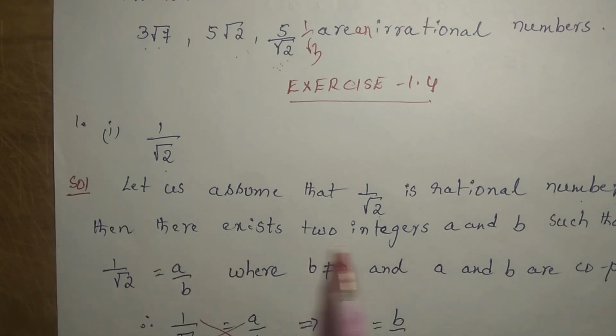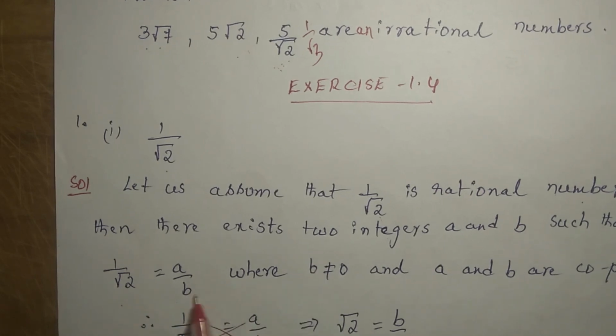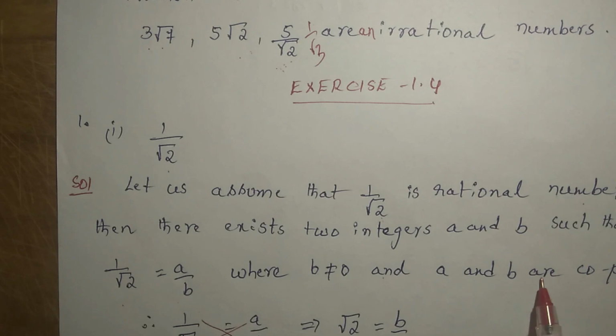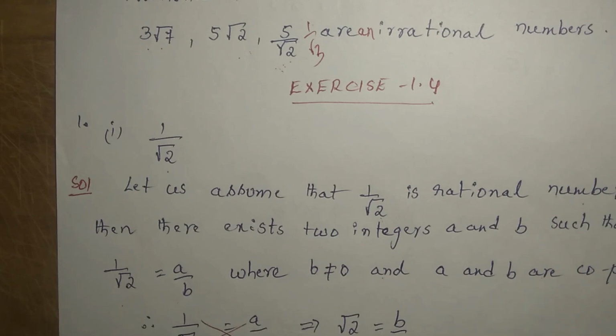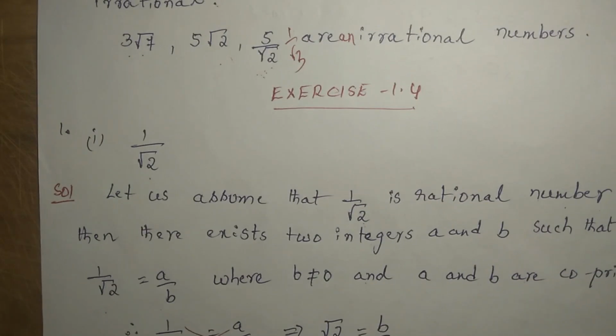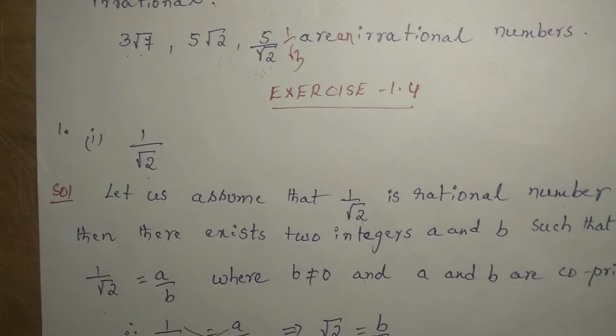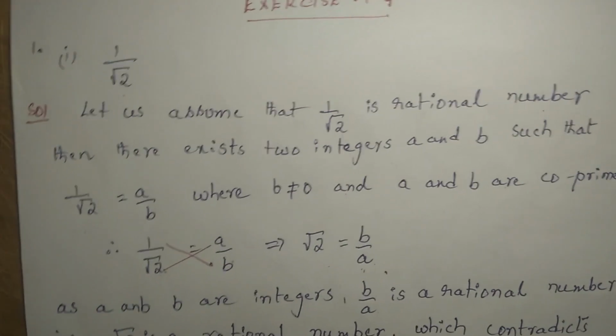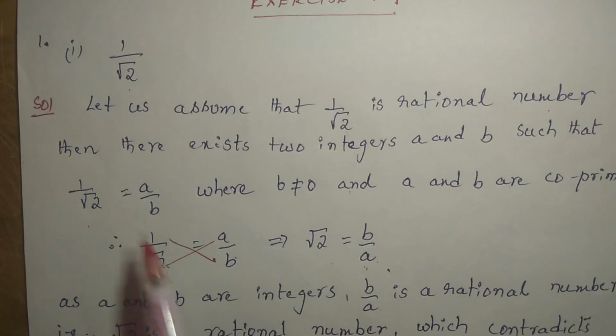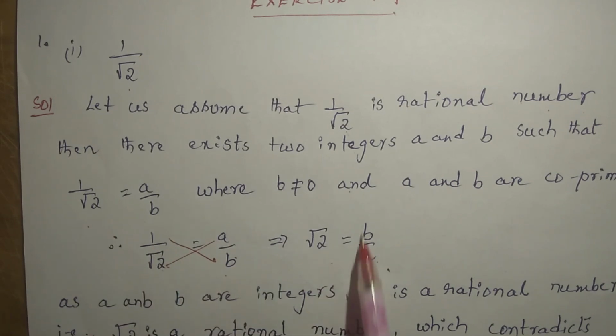Then there exist two integers a and b such that 1 by root 2 equals a by b, where a, b not equal to 0 and a, b are coprimes. Therefore 1 by root 2 equals a by b. We will get root 2 equals b by a.